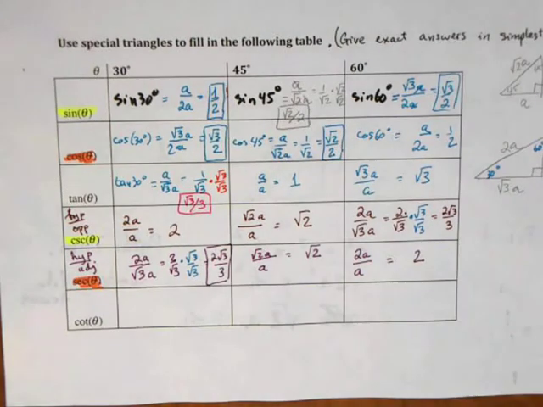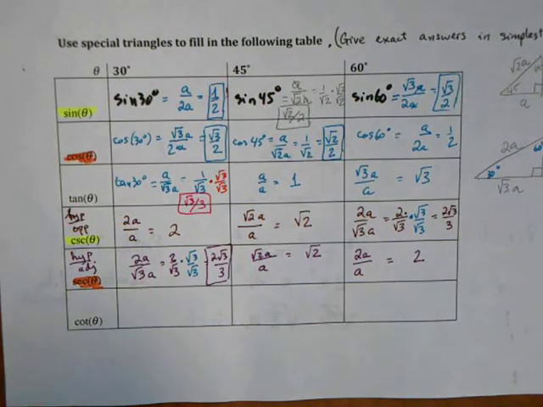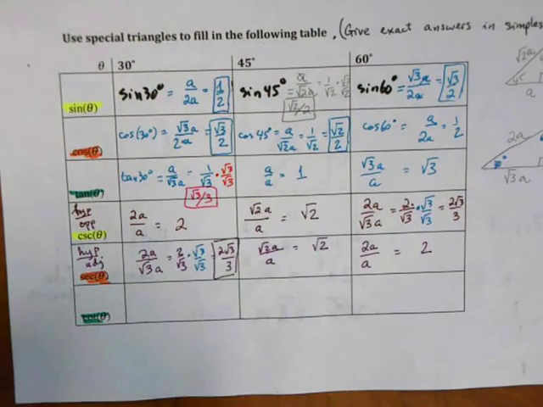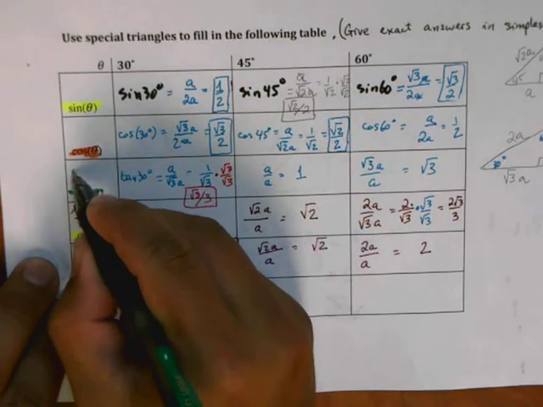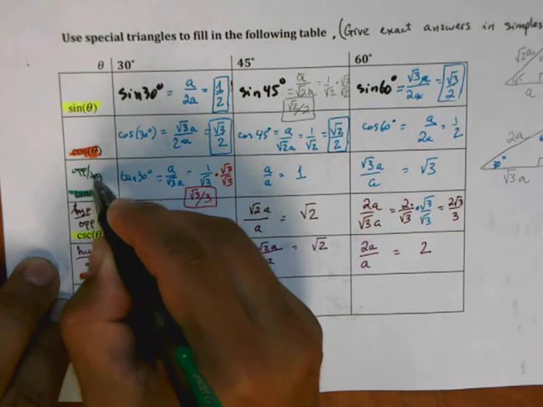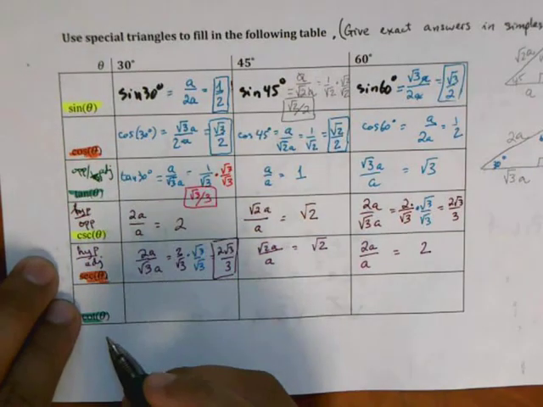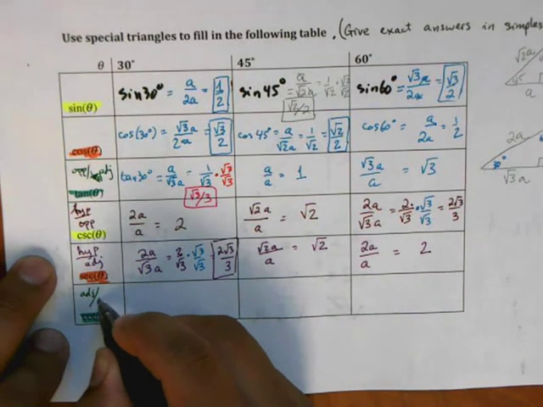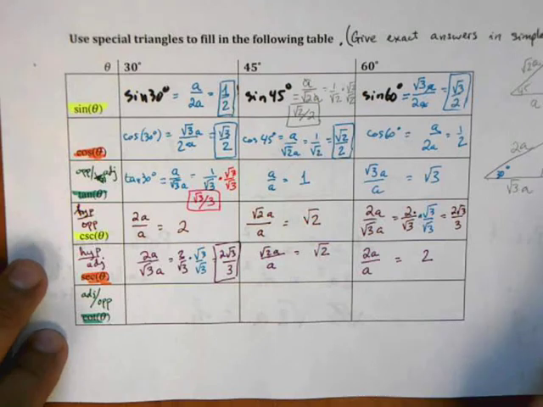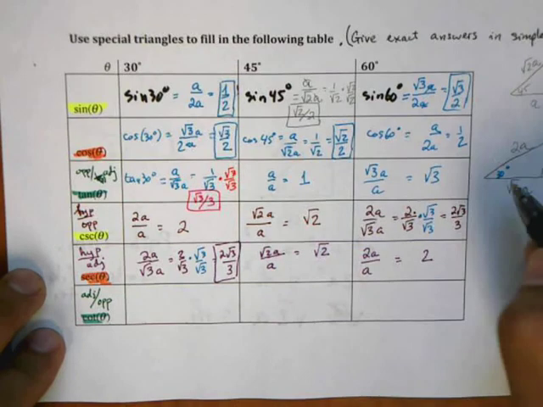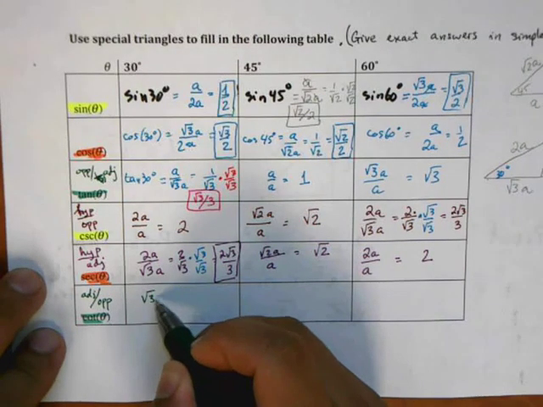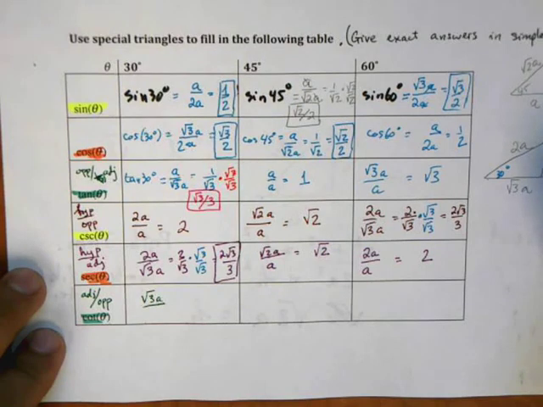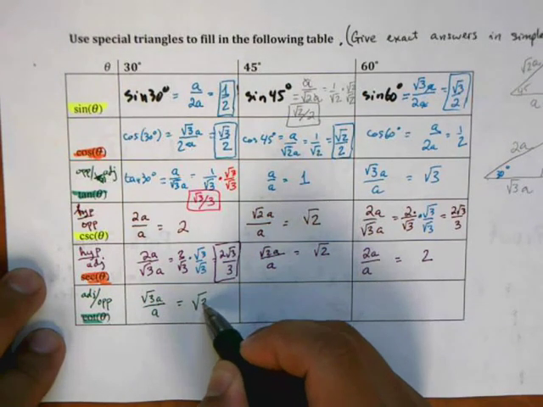And finally, cotangent. Cotangent is just the reciprocal of the tangent function. So cotangent and tangent really are just reciprocals of each other. Tangent is opposite over adjacent, sorry, opposite over adjacent. So cotangent is adjacent over opposite. So cotangent of 30 degrees is adjacent, square root of 3a, over the opposite, a, so that reduces down to square root of 3.